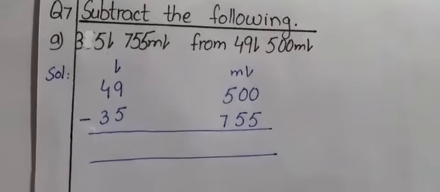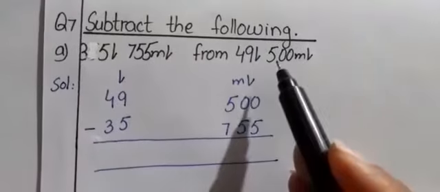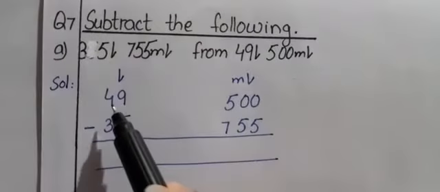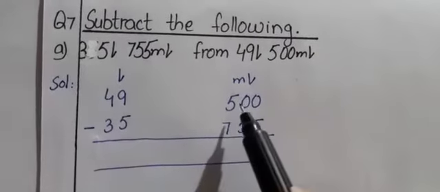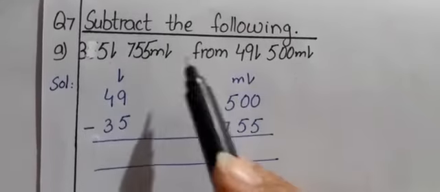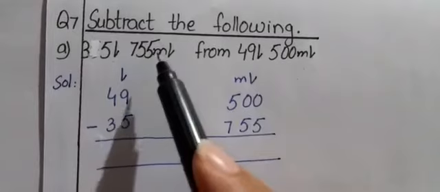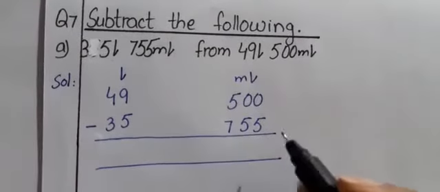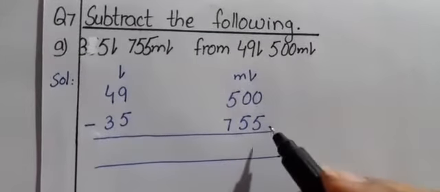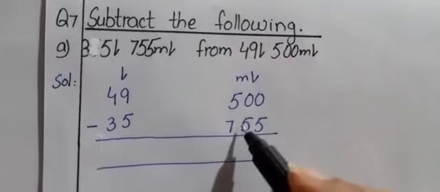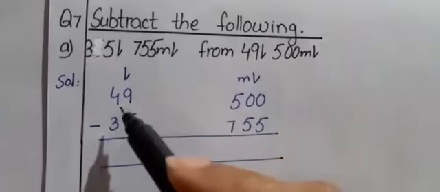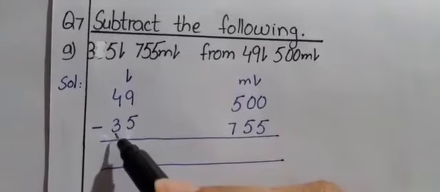You can see boys that 49 liter 500 milliliter. So I have written it first, 500 milliliter. And here you can see the first one is 35 liter 755 milliliter. So we have to start writing from the right hand side: 500 0, 500 0, 705 and 509, 304.